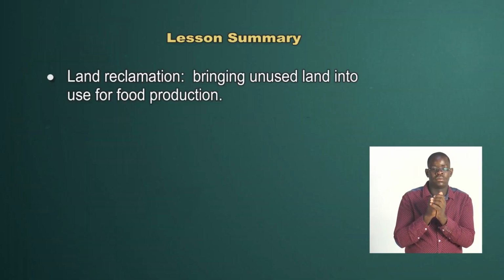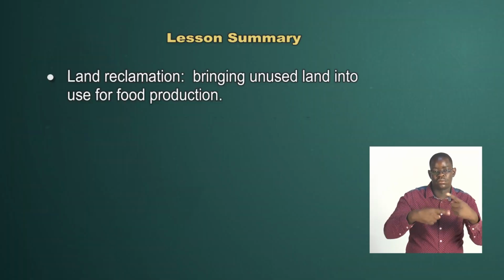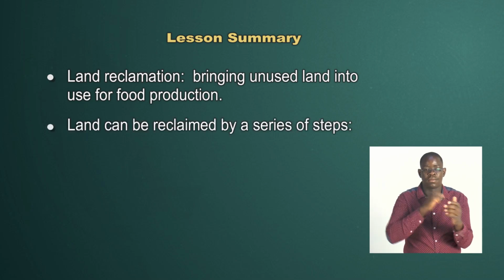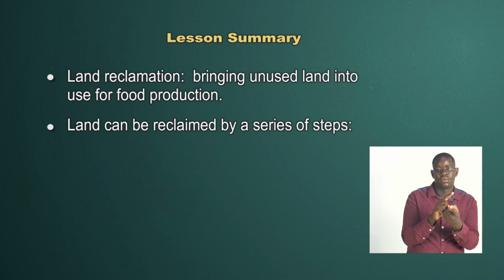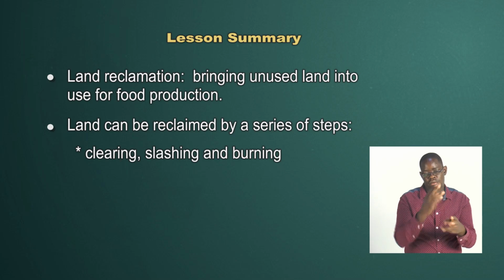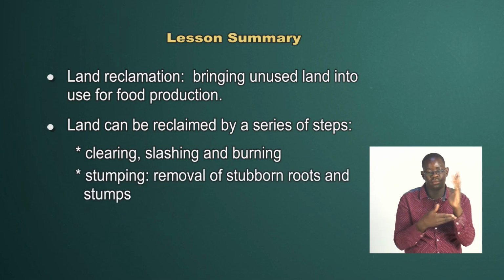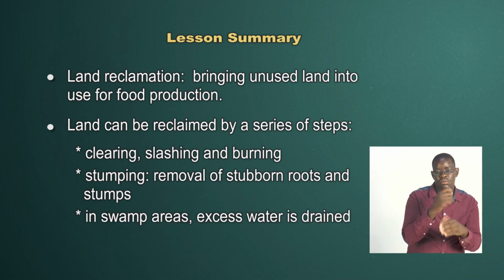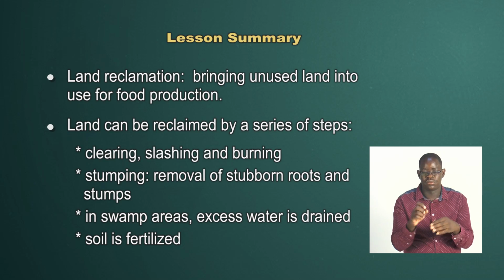Let's recap. Land reclamation refers to the process of bringing unused land into use for food production. Land can be reclaimed by a series of steps, including clearing, slashing and burning rubble and unused bushes. Stumping, meaning removal of stubborn roots and stumps. In swamp areas, excess water is drained. The soil can then be fertilized.